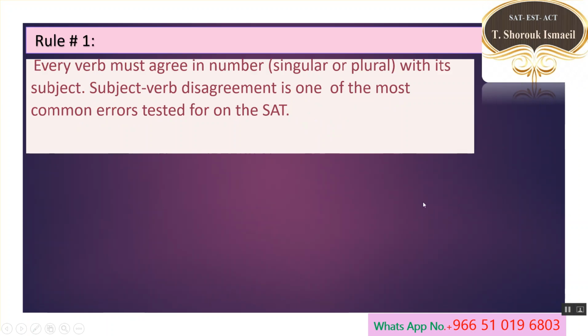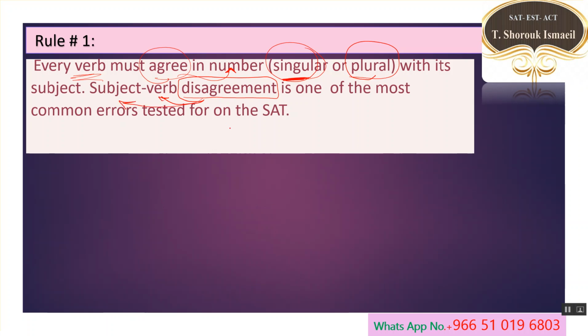So the rule is every verb must agree. Every verb must agree in what? Number. So if the noun or the subject is singular, the verb has to be singular. If the noun is plural, the verb too has to be plural. There has to be an agreement. If the verb is singular and the noun is plural, there will be in such a case a disagreement between the subject and the verb.